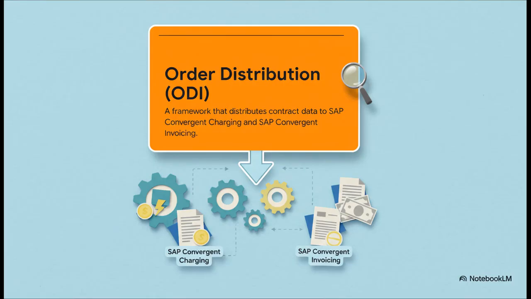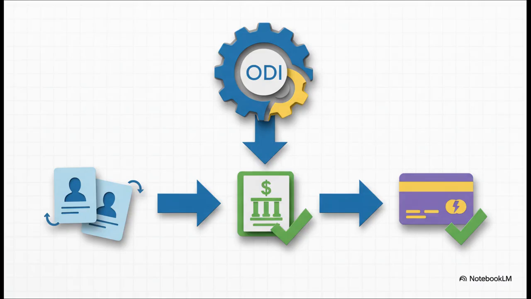That's the job of the Order Distribution Infrastructure, or ODI. You can think of it as the central nervous system for the whole platform. It's a digital courier that takes that new contract data and perfectly delivers it to every other system that needs to know. And if you could peek under the hood, this is what you'd see.